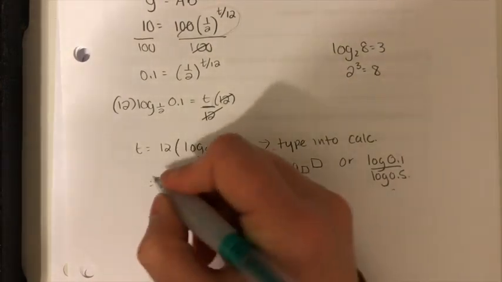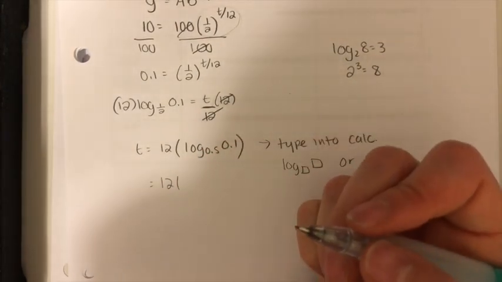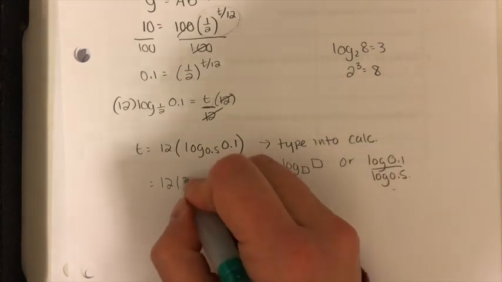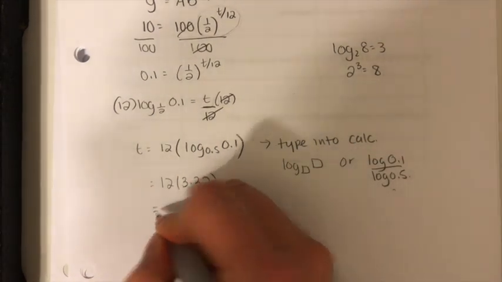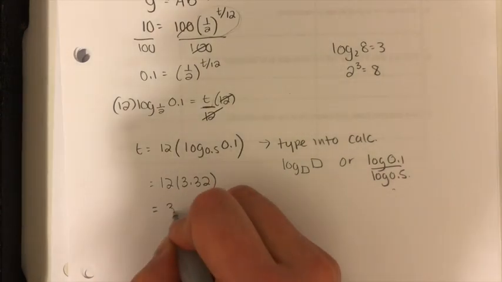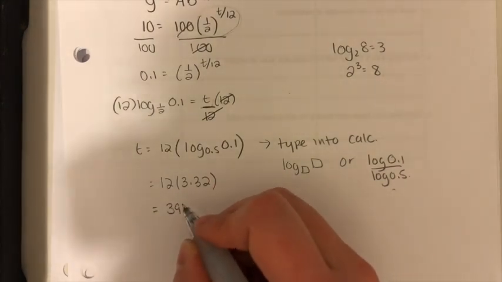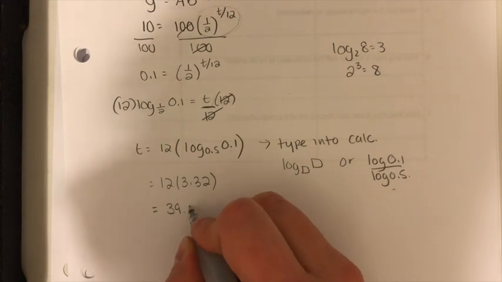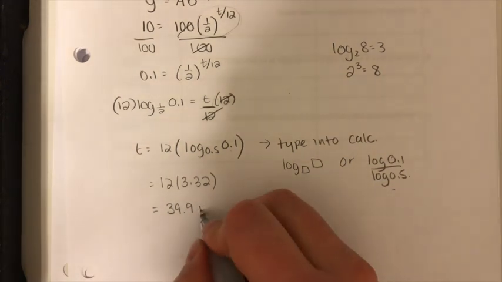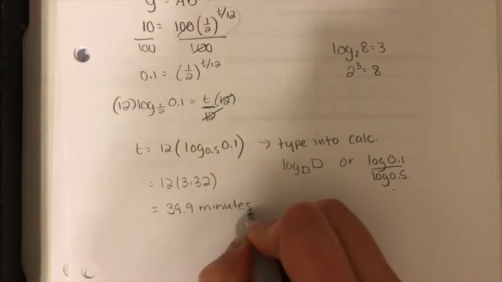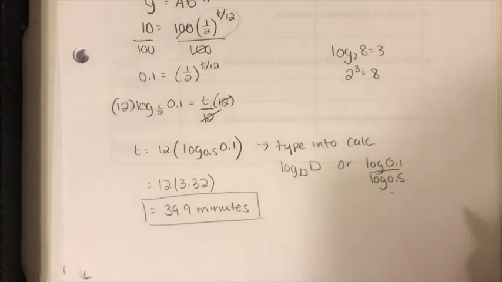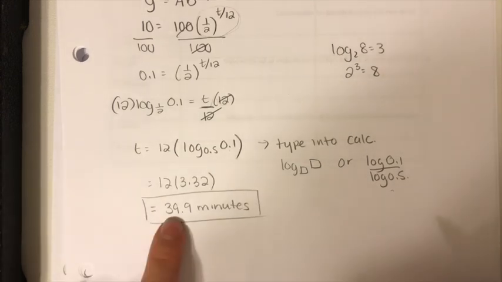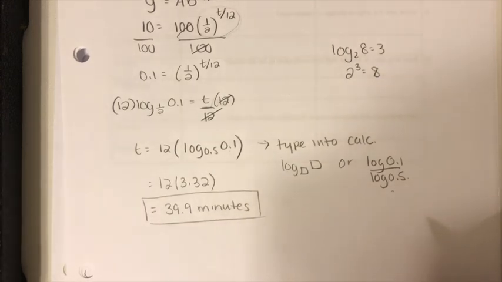So when I do that, I get 12 times 3.32 and so on. But I kept all my decimals. I multiplied that by 12, and I got 39.8 something that rounds up. So it's 39.9 minutes. So if this half-life was 12 minutes, that means 90% of it has died within basically 40 minutes. Okay, so that's really quick.